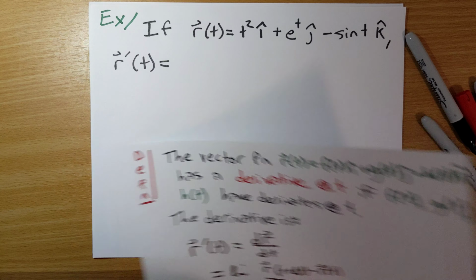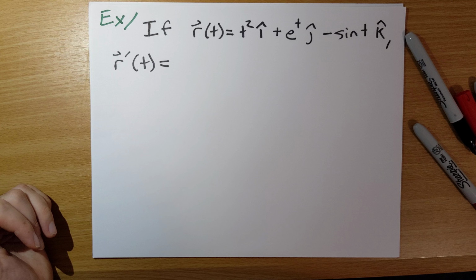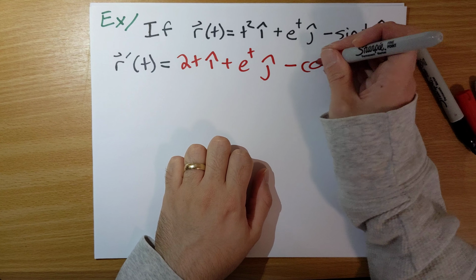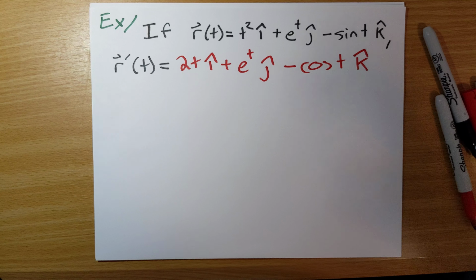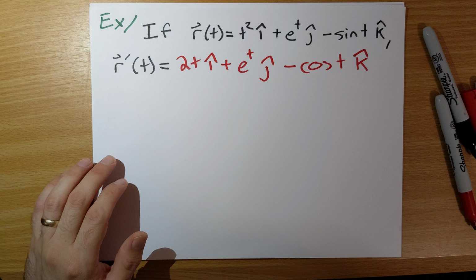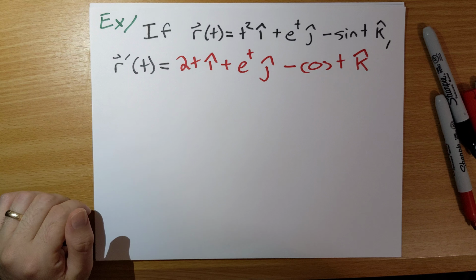So if r of t is t squared times i hat plus e to the t j hat minus sine t k hat, r prime of t is, we just take the derivative of each part separately. 2t i hat plus e to the t j hat minus cosine t k hat. So again, if you can do derivatives of scalar-valued functions, you can do derivatives of vector functions.